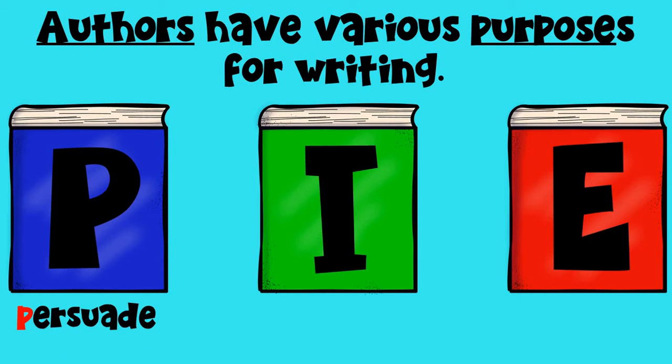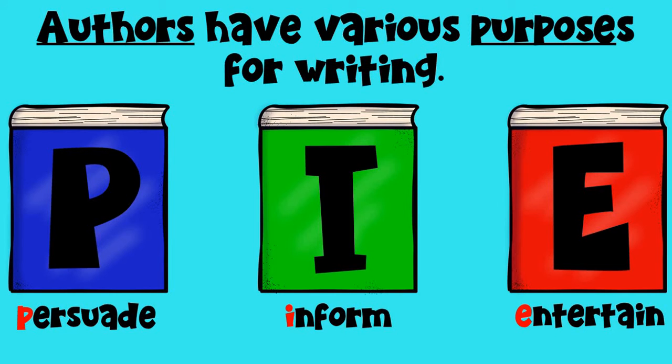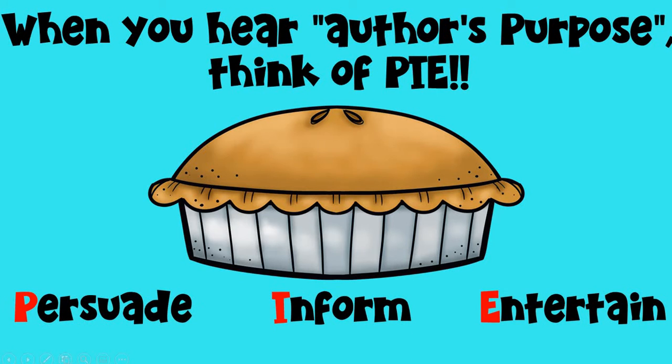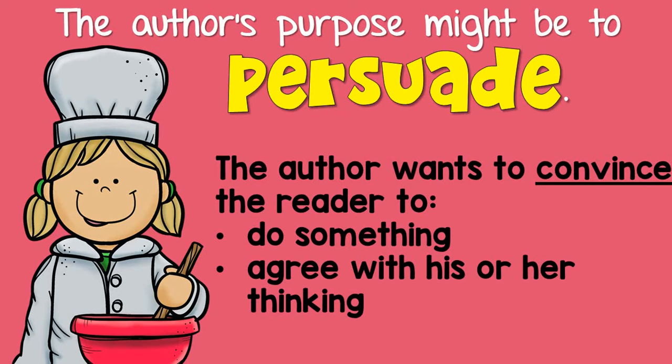And if you remember, the three purposes are persuade, inform, and entertain. And yeah, those letters spell pie. So that's why we talk about pie when we talk about author's purpose. Because pie spells what they are writing for. An author can write to persuade you, an author can write to inform you, or entertain. So when you think of author's purpose, think of pie. Persuade, inform, entertain.